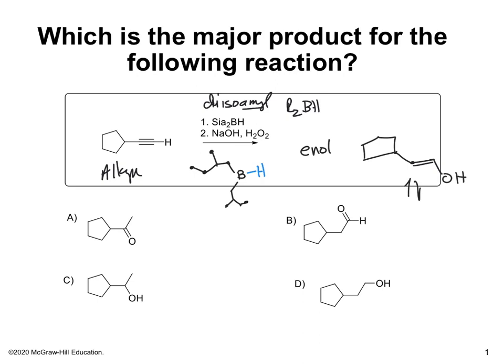And then you know the enols tautomerize. And then I just do my tautomerization like this. And then you can see that that makes an aldehyde. Make sure we have 2 carbons, 2 carbons, 2 carbons. So this makes an aldehyde. And so you can see that B is the correct answer.